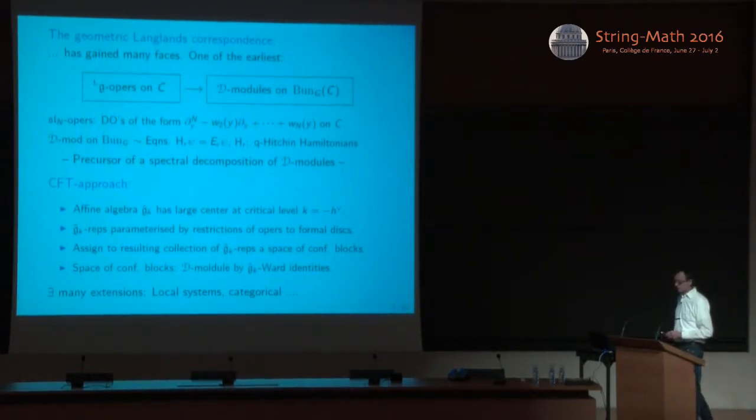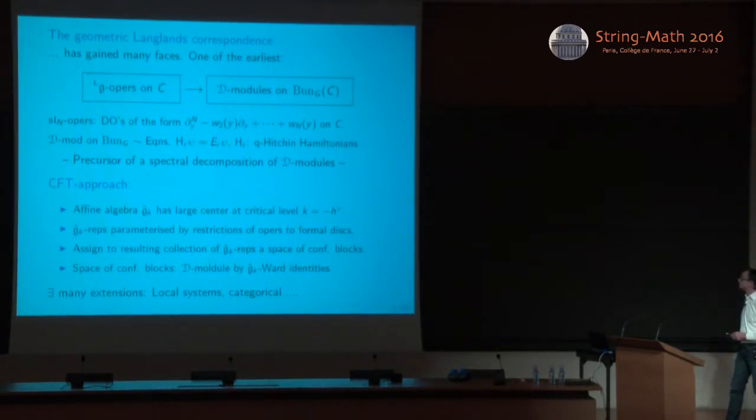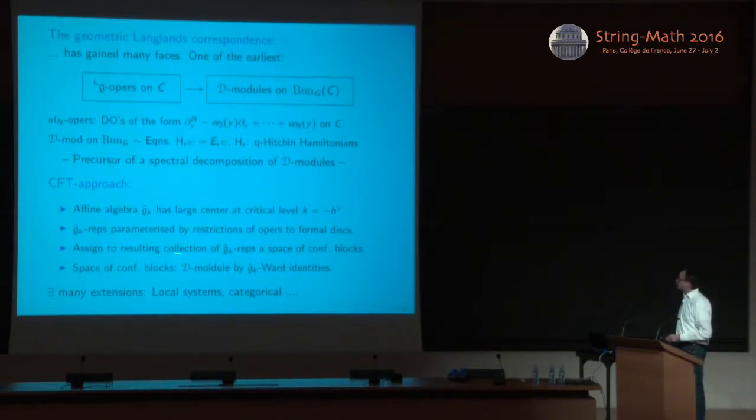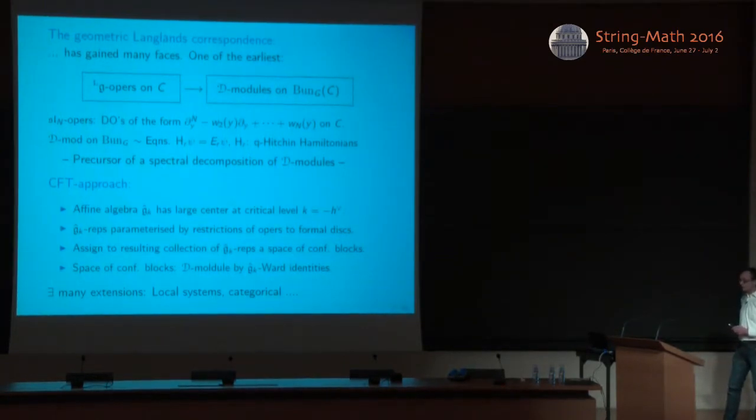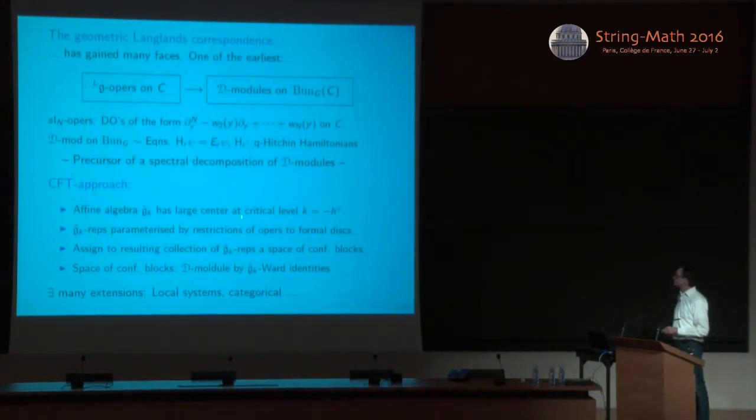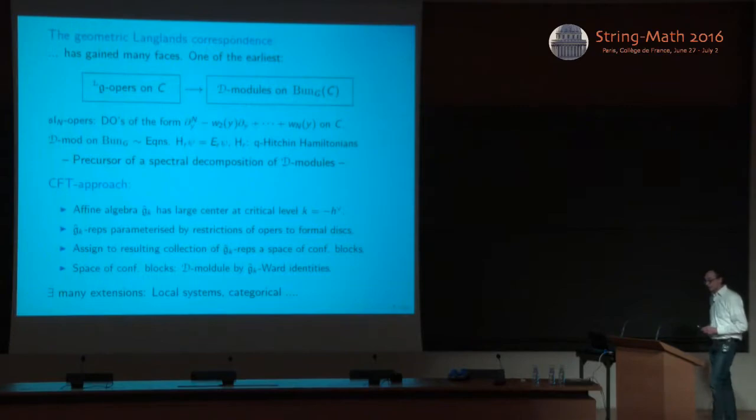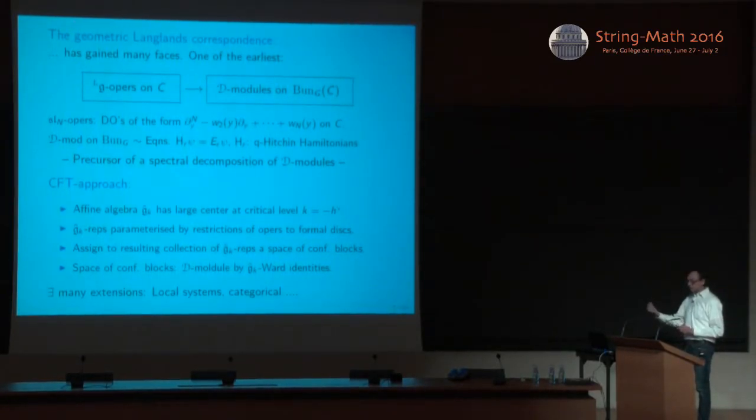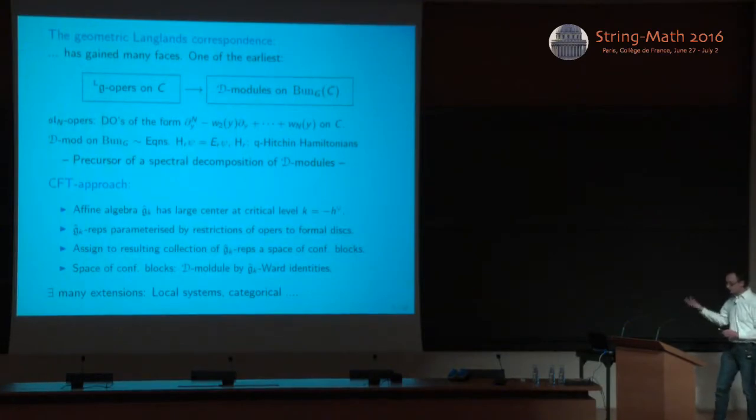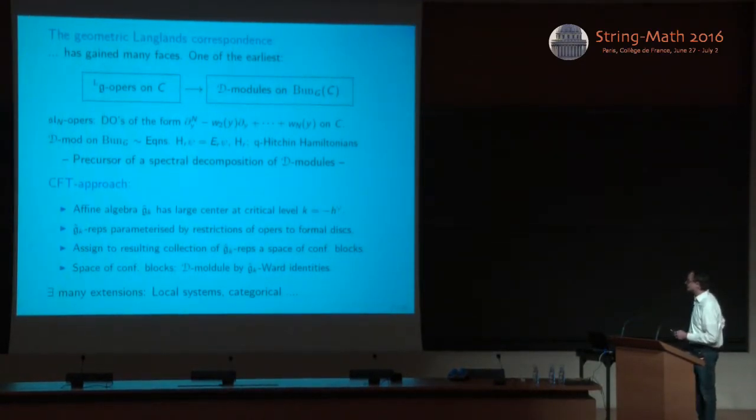So that is the first and crucial representation-theoretic ingredient, which was obtained in the work of Feigin and Frenkel. And this allows us to introduce representations of that affine Lie algebra at the critical level, which are parameterized by restrictions of opers to formal disks. So basically, the opers represent the Casimirs which generate this large center at the critical level. And when we take an oper globally defined on the Riemann surface C and then restrict it to a formal disk around a certain point, we can associate to that point a representation, which is defined by these values of the Casimirs, of this huge set of Casimirs that the critical level gives us.